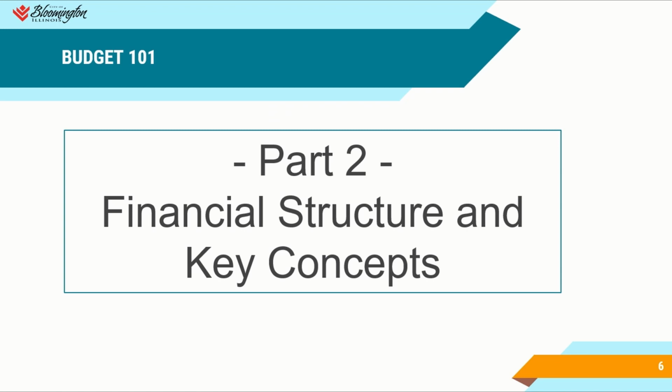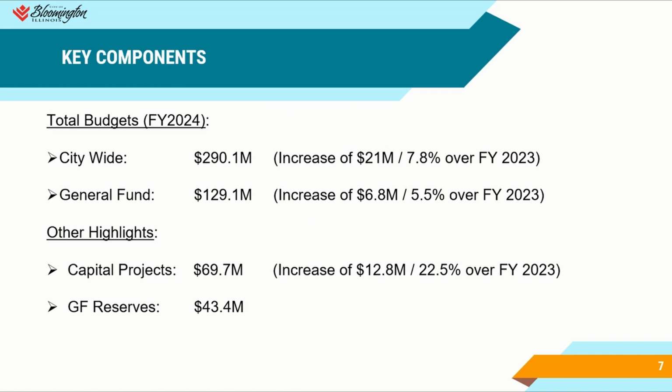Part 2. Financial structure and key concepts. Using fiscal 2024 as an example, the city's adopted budget totaled $290 million. The general fund total was $129 million. Other highlights of the fiscal 2024 budget included capital projects totaling nearly $70 million and a general fund reserve of nearly $43.5 million.